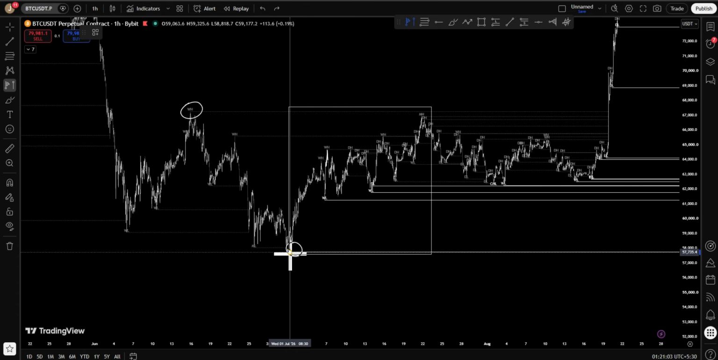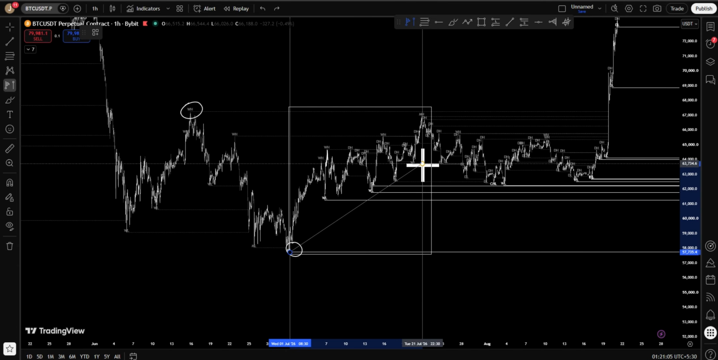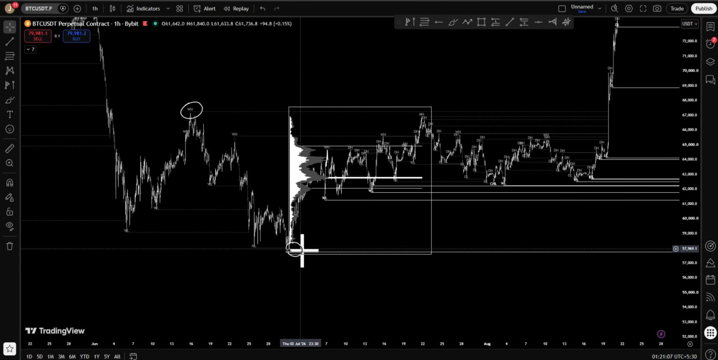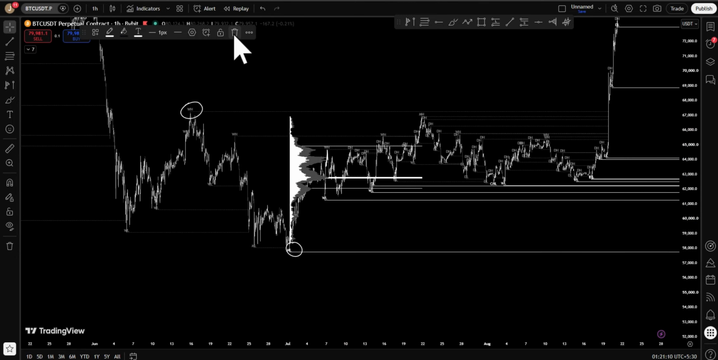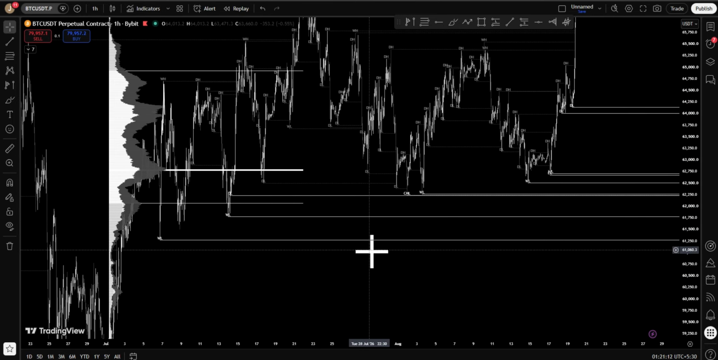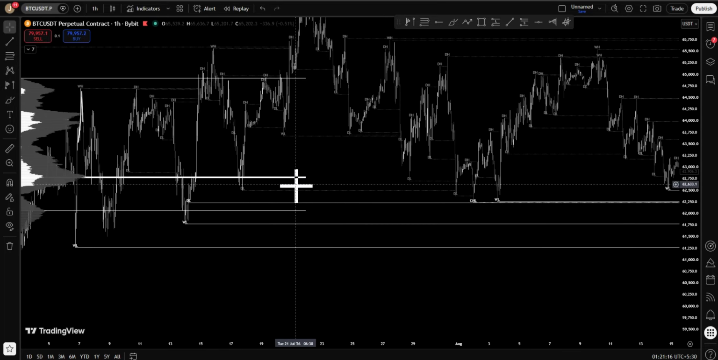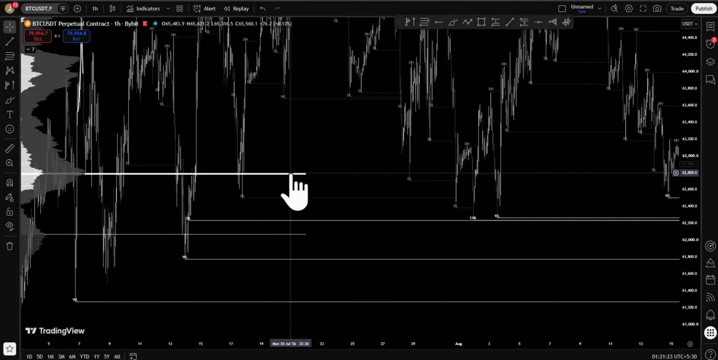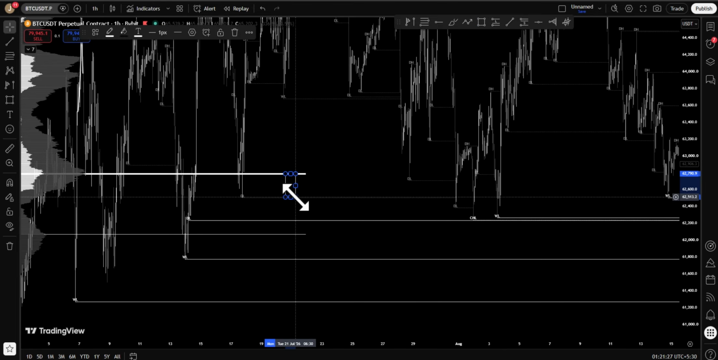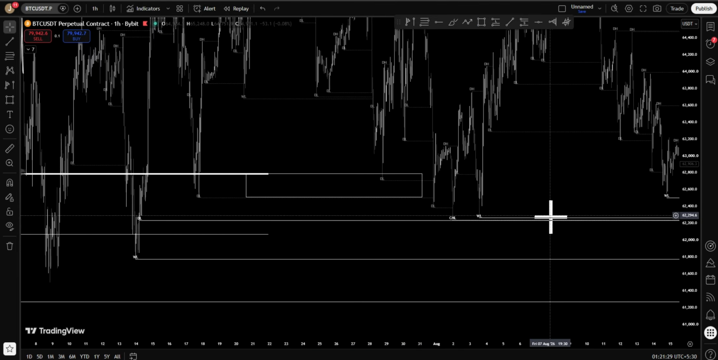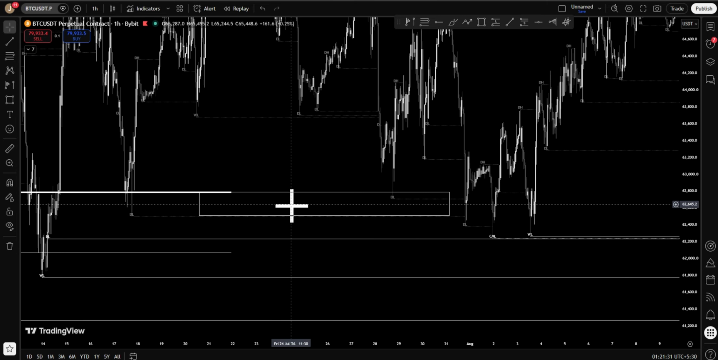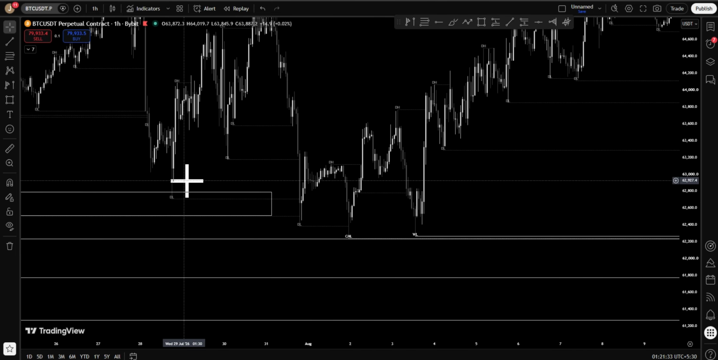Now we would apply the fixed range volume profile from the swing low to the swing high. Let me remove the box, and we're gonna do the same thing again, that we want to combine these levels with the daily lows and highs and weekly lows and highs and monthly lows and highs. So we see that this is the point of control and we have a daily low below it. So now this level is extremely valuable.